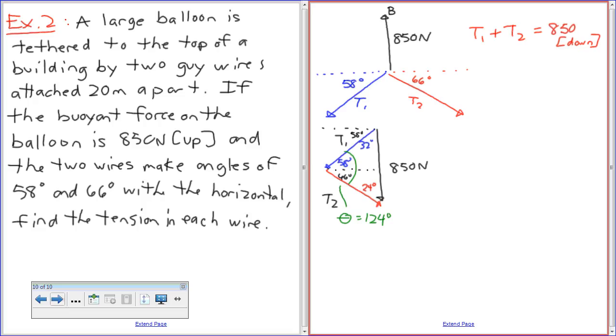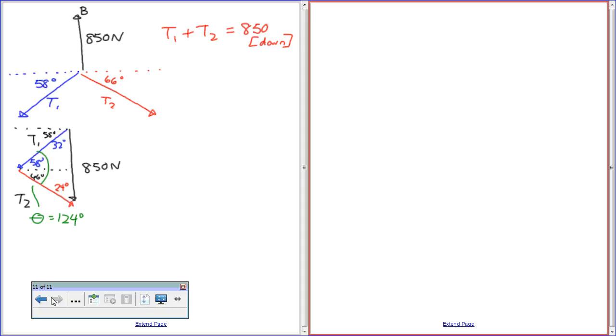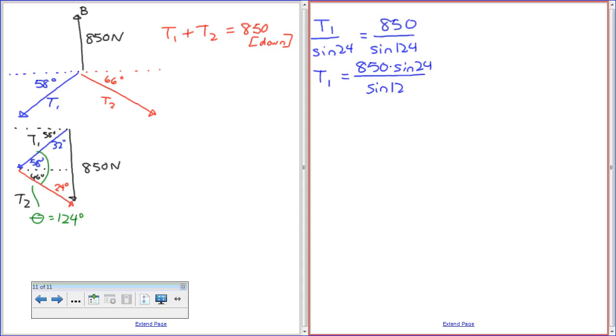All right, James, back to grade 10 when you started your beard. How do you solve for T1, please? Because we have enough opposites now, right? We can do sine law on it, okay? So I'm going to say T1, which will be in blue, all over sine 24 equals 850 over sine 124. So T1 equals 850 times sine 24 all over sine 124.